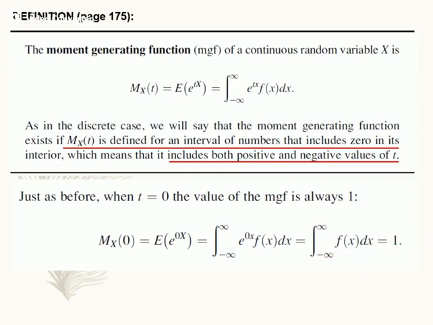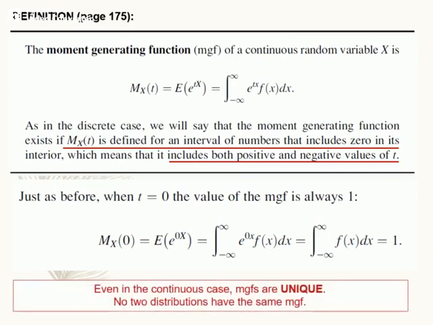Another property of moment generating functions is that even in the continuous case, moment generating functions are unique. No two different distributions are going to have the same MGF. If they have the same MGF, it's the same distribution.